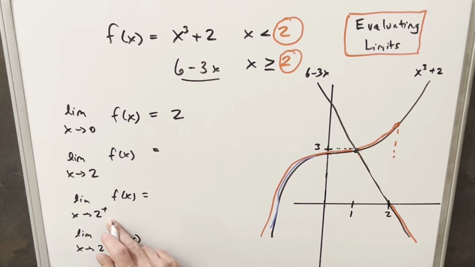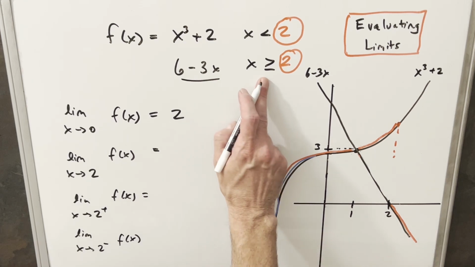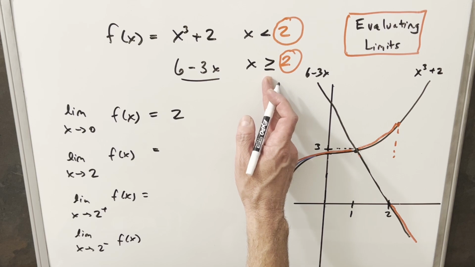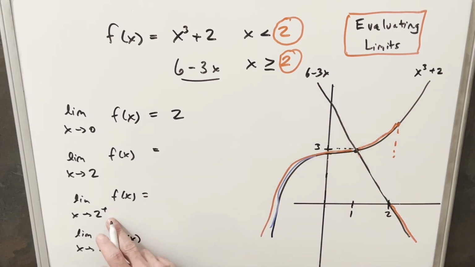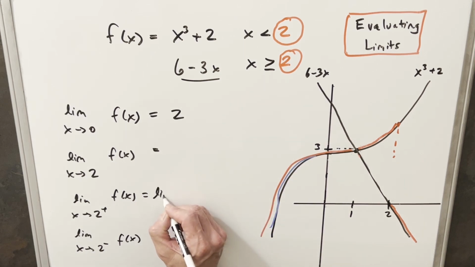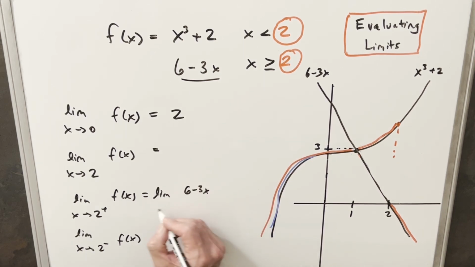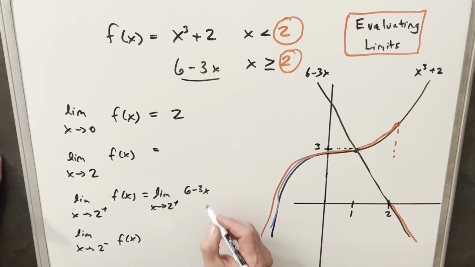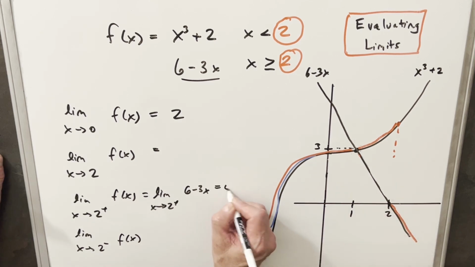Okay, so for 2 plus, looking at it from the right side, we're down here on this 6 minus 3x line, when x is greater than or equal to 2, because we're on the right side. So here at 2 plus, we're going to be looking at a value like 2.001, or 2.01, or something just on the right side here. And you can see that this is going to be on this line, 6 minus 3x, because we're greater than 2 here. So we're going to evaluate this at 6 minus 3x. And if I just plug a 2 in here, you'll see that at that point, this is going to be 0.